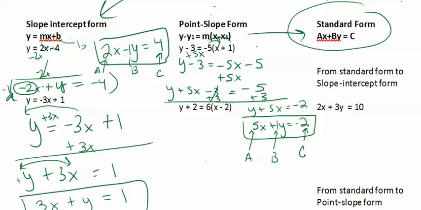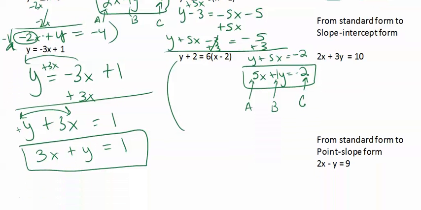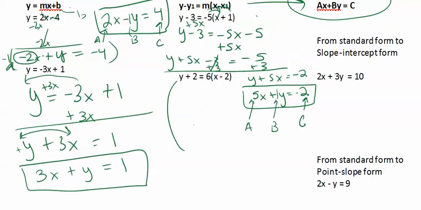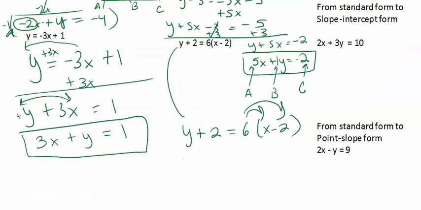Okay, so let's look at another example in going from point slope to standard form, and then we'll take a break, and then maybe you guys can take a break and then start the other video later. So in this case, I have y plus 2 is equal to 6 times (x minus 2). I need to distribute first before I can start moving anything. And so what I have is y plus 2 is equal to 6x minus 12.